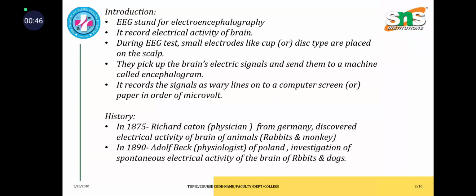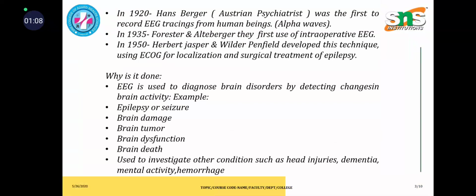History: in 1875, Richard Caton, a physician from Germany, discovered electrical activity of the brain in animals, rabbits and monkeys. In 1890, Adolf Beck, a psychologist of Poland, investigated spontaneous electrical activity of the brain of rabbits and dogs. In 1920, Hans Berger, an Austrian psychiatrist, was the first to record EEG tracings from human beings, using alpha waves.